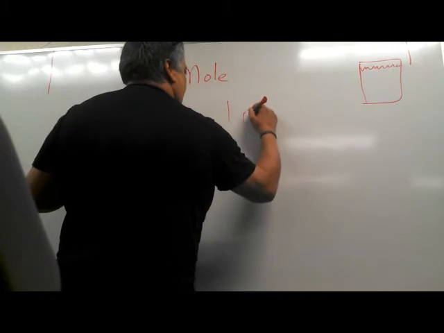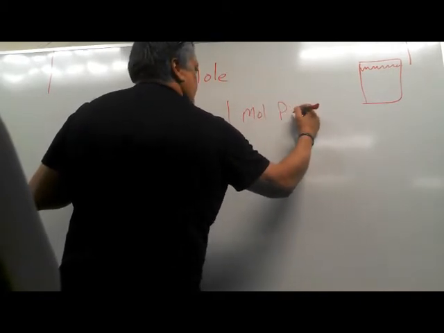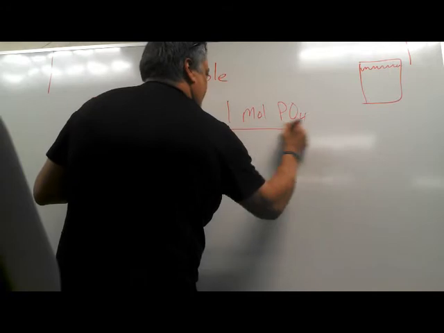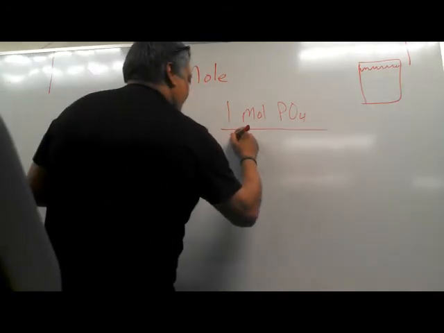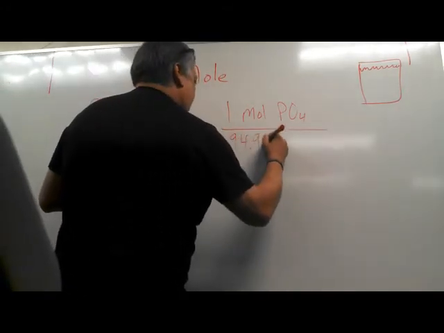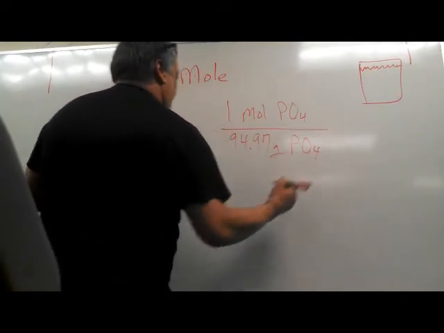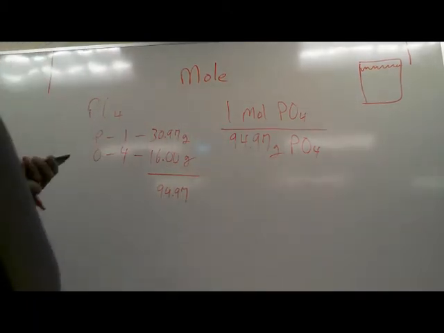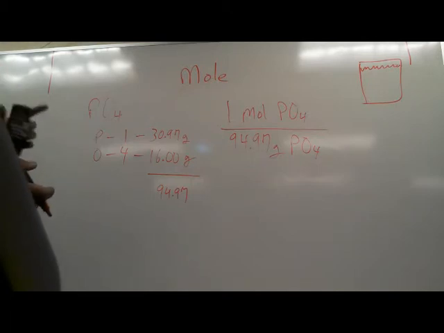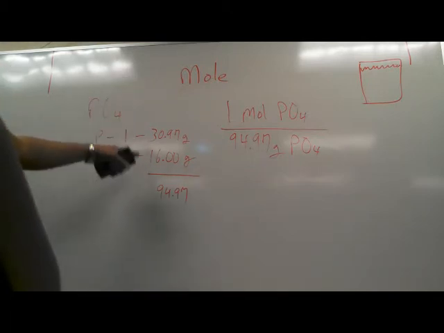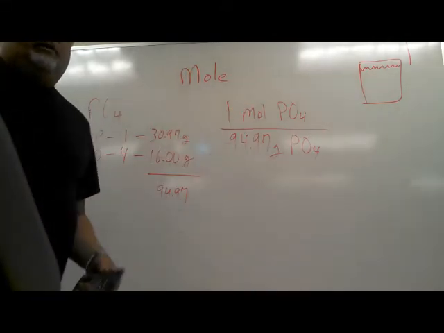So 1 mole of phosphate is equal to 94.97 grams of phosphate. Okay, all we've done, taken information directly from the periodic table of elements, added the grams to it to make it a workable number that we can understand, and then done the calculations for each atom of each element involved in that particular compound, in this case phosphate.